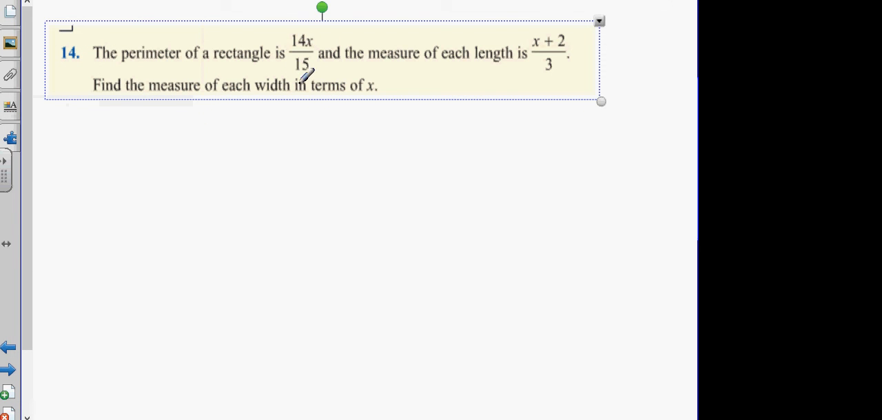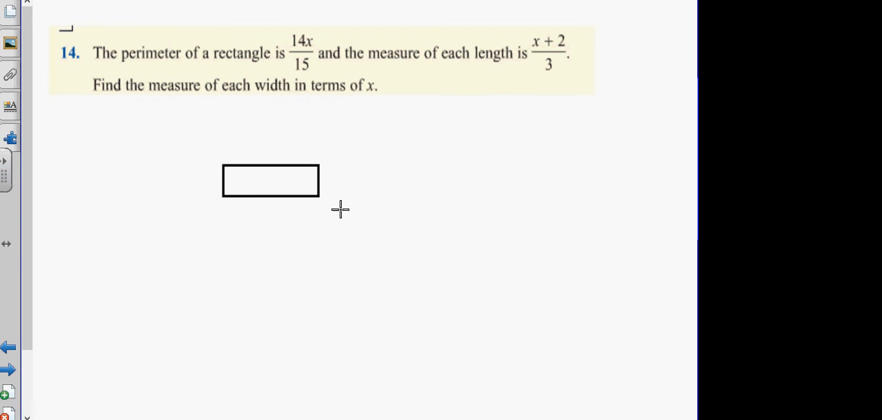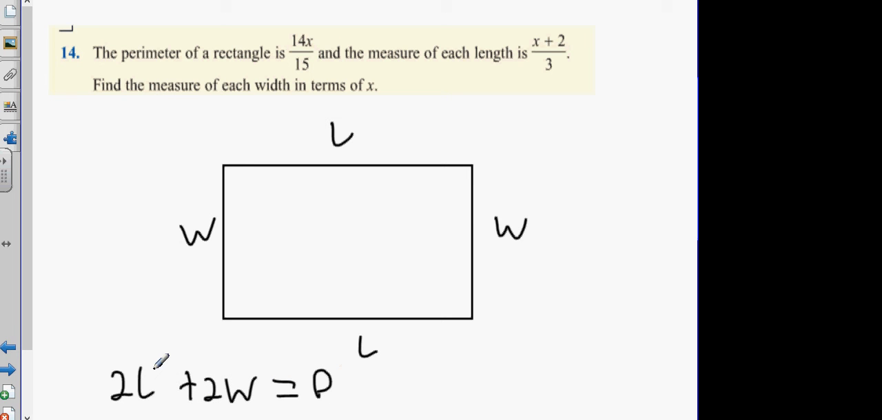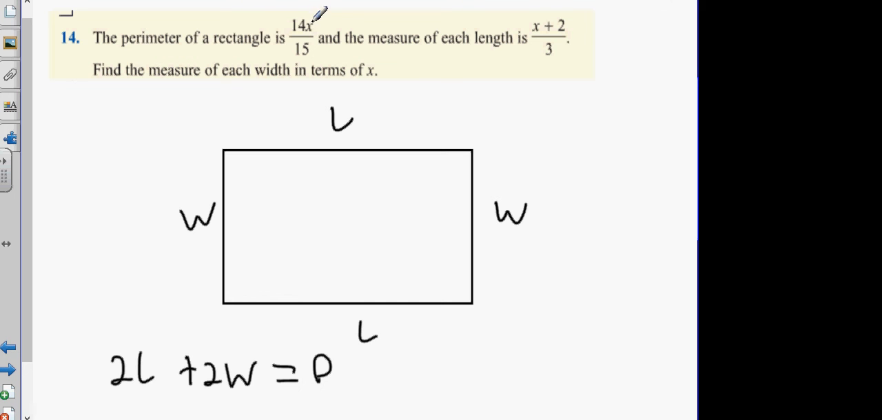The perimeter of a rectangle is 14x over 15. Please remember what a perimeter means, okay? Perimeter means... if it was a circle, it would be called a circumference. It's 2 times the length plus 2 times the width equals the perimeter. Okay, the perimeter is 14x over 15. We want to find the measure of the width. The measure of each length is x plus 2 over 3. We want to find the width. The widths are the same. So just the width, okay?